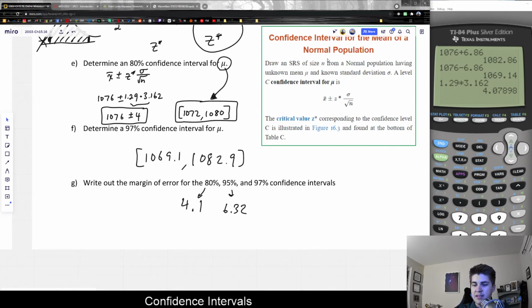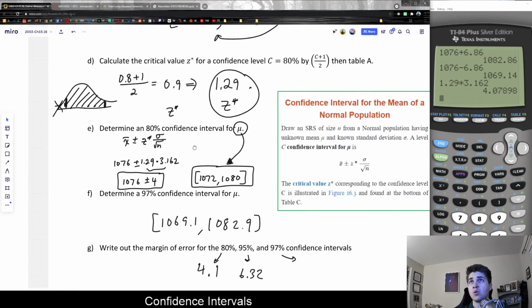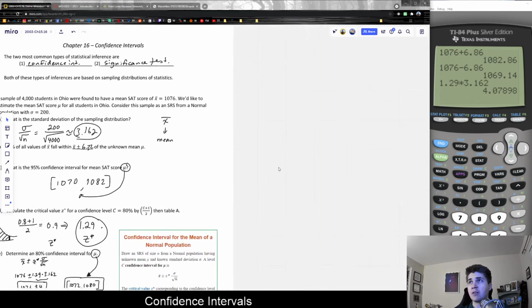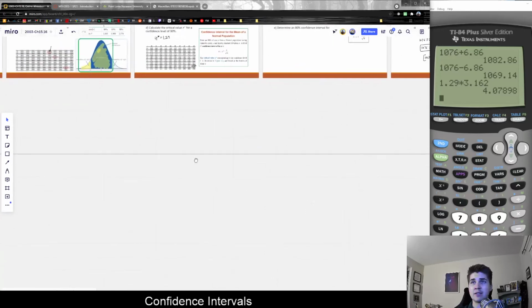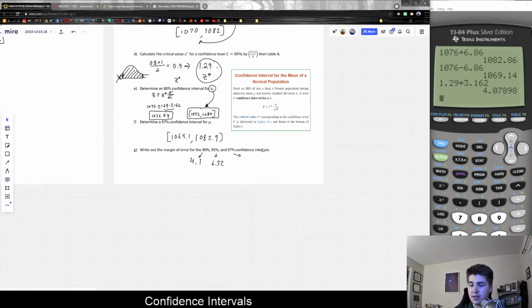And then with 97%, we just found that to be 6.86, or about 6.9 if we're trying to round them all. But again, notice higher percentage confidence intervals create larger margin of error, and they create wider intervals. Tighter intervals have lower margin of error, but we're less confident in those being good.